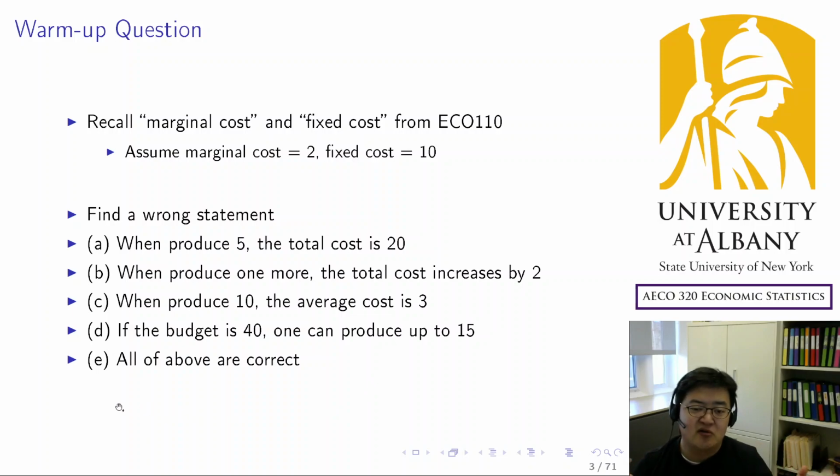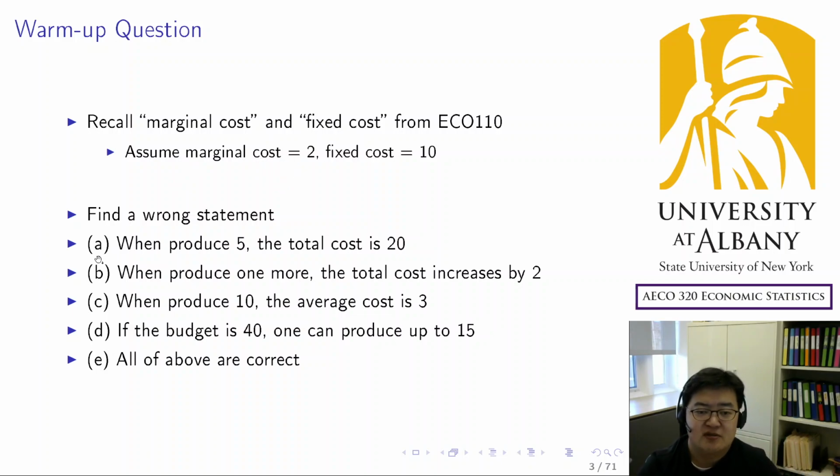So this is a microeconomics question. So it is totally fine if you choose a wrong answer. Okay. So think about this. The fixed cost is 10. That means you have to pay $10 no matter how much you produce. That's the definition of the fixed cost. And when you produce 1 unit, the cost is $2 per unit.